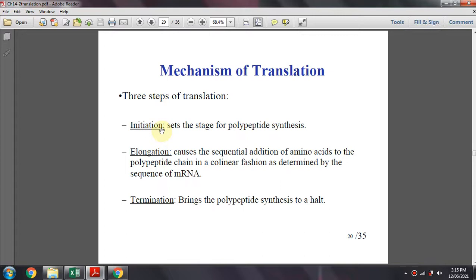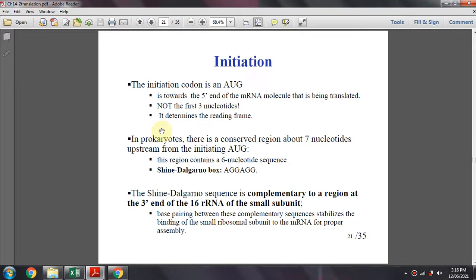So the translation is divided into three stages: initiation, elongation, and termination. Initiation sets the stage for polypeptide synthesis. Elongation causes the sequential addition of amino acids to the polypeptide chain as determined by the sequence of mRNA, and termination brings polypeptide synthesis to halt, stops synthesis of proteins.